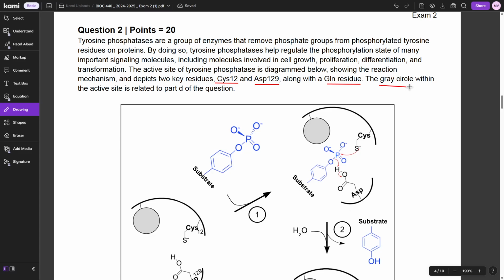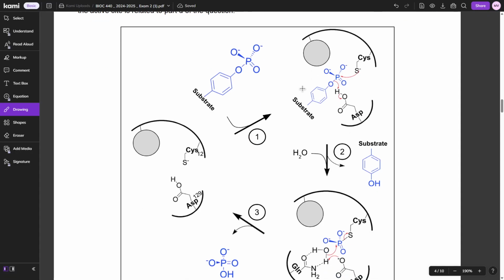And we have a gray circle. I know that this thing is involved with phosphate transfers. Phosphates are negatively charged, so maybe I'm expecting something to do with the phosphate binding. I'm not too sure, but we'll take a look at it as we go down.